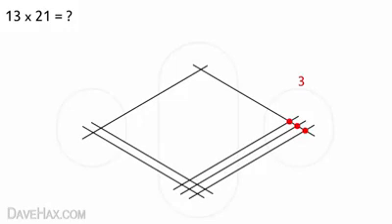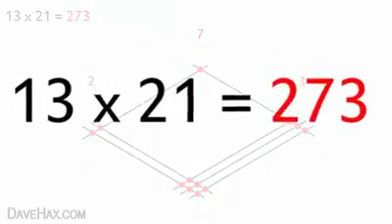So again, we count how many times the lines cross: 1, 2, 3, 4, 5, 6, 7, and write it at the top. Then move on to the last zone and do exactly the same again. 1, 2. So 2, 7, 3. And that gives us our answer. 13 times 21 is 273.